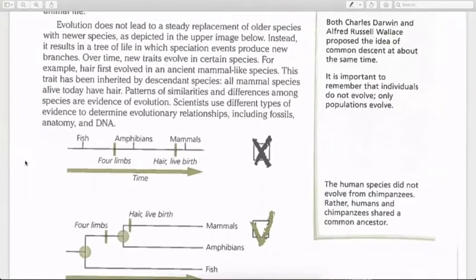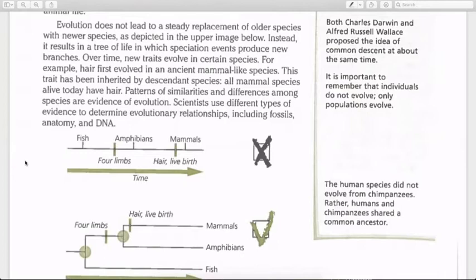Over time, new traits evolve in certain species. For example, hair first evolved in ancient mammal-like species. This trait has been inherited by descendant species. All mammal species alive today have hair, even dolphins. Patterns of similarities and differences among species are evidence of evolution. Scientists use different types of evidence to determine evolutionary relationships, including fossils, anatomy, and DNA.